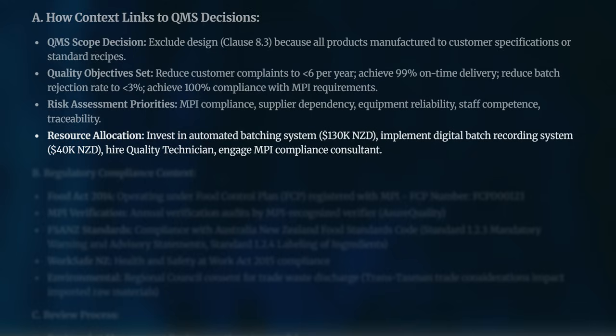So now you see they have started the context analysis document with the link to quality management system decisions. And you need to do the same. Start with the scope decision. If you have exclusion, you have to state it. If you don't, you also have to state it. And then you have to include the objectives that you have set as an outcome of the context analysis. This is the result of context analysis.